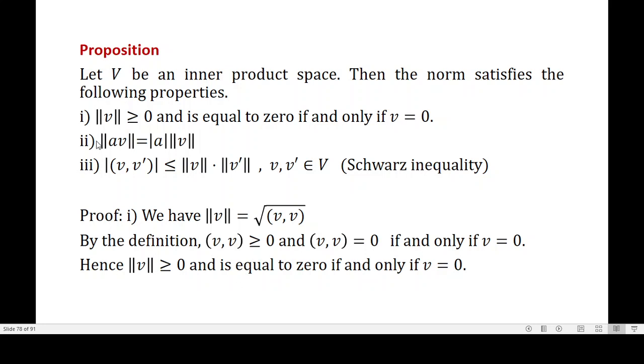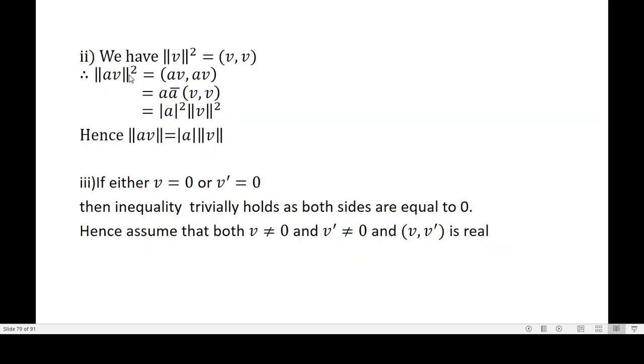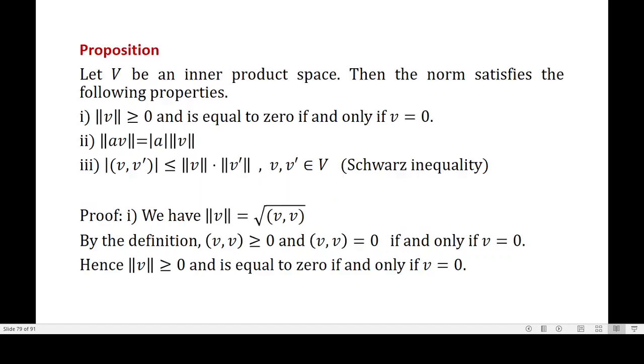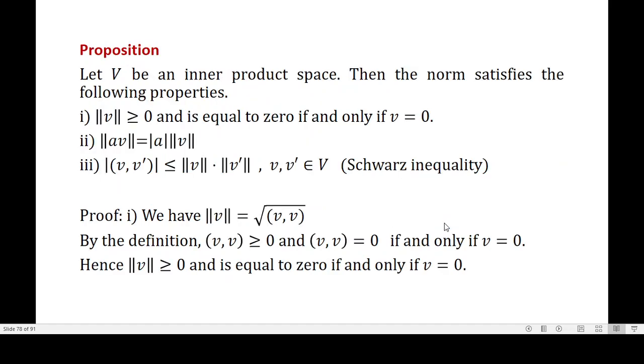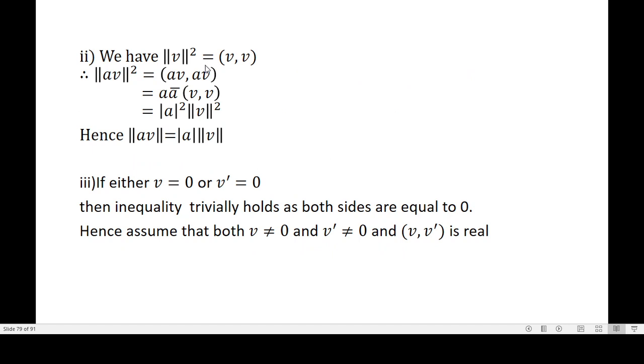Now let us prove the second condition. Consider norm v square. It is inner product of v with itself, v comma v, isn't it? What is the definition of norm v? Norm v is equal to square root of inner product of v comma v. So norm v squared is equal to inner product of v comma v. So let us write that. So norm v square is equal to inner product of v comma v.